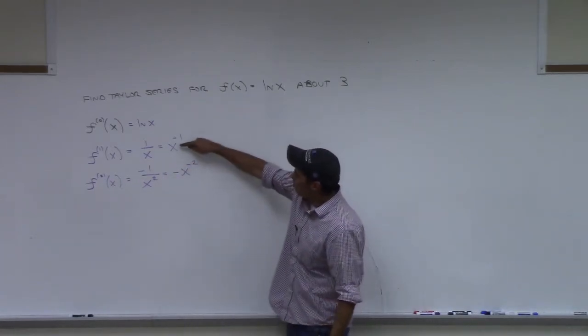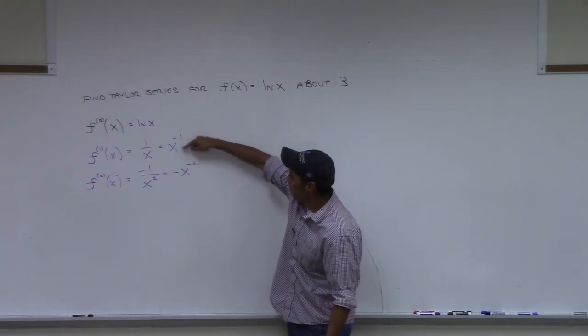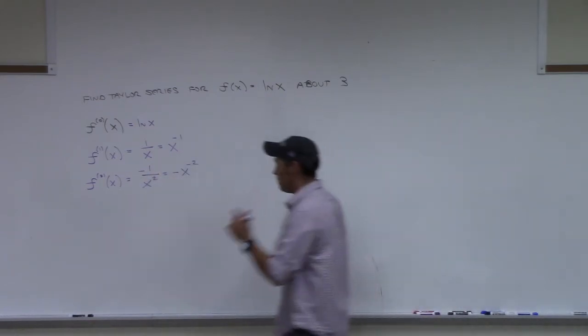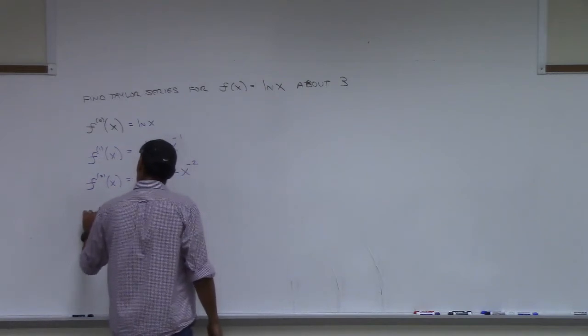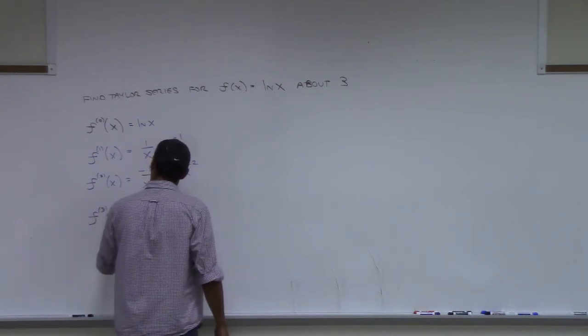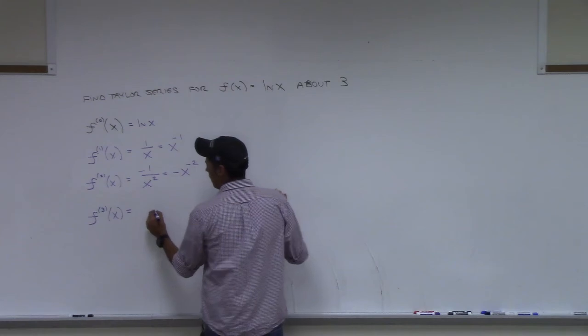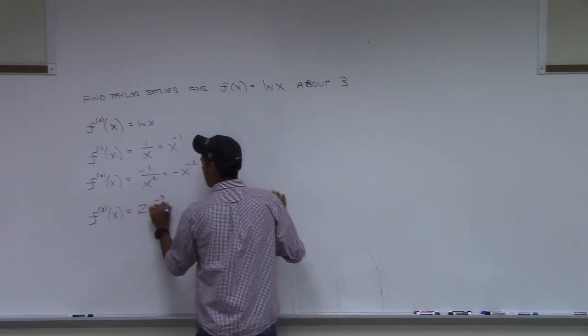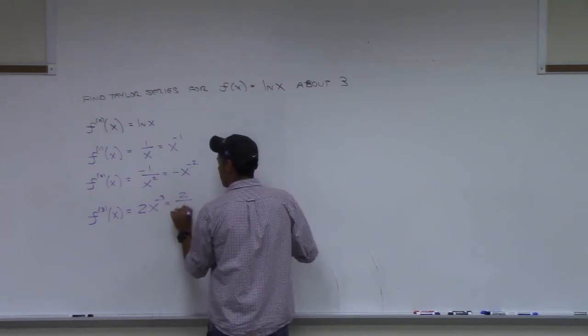I probably would have gone from here to here, then there. But, you know. Okay, next one. 1 over x to the third. It would be 2 x to the negative 3, which is 2 over x cubed, right?